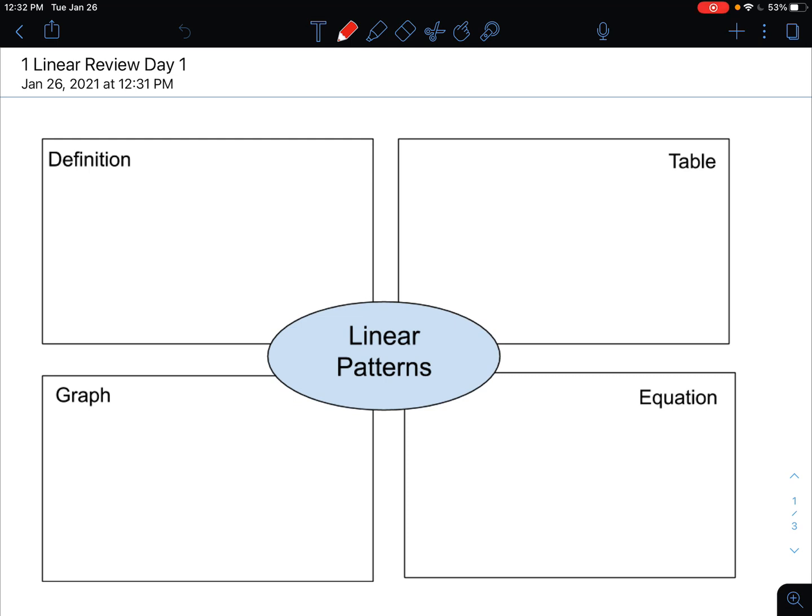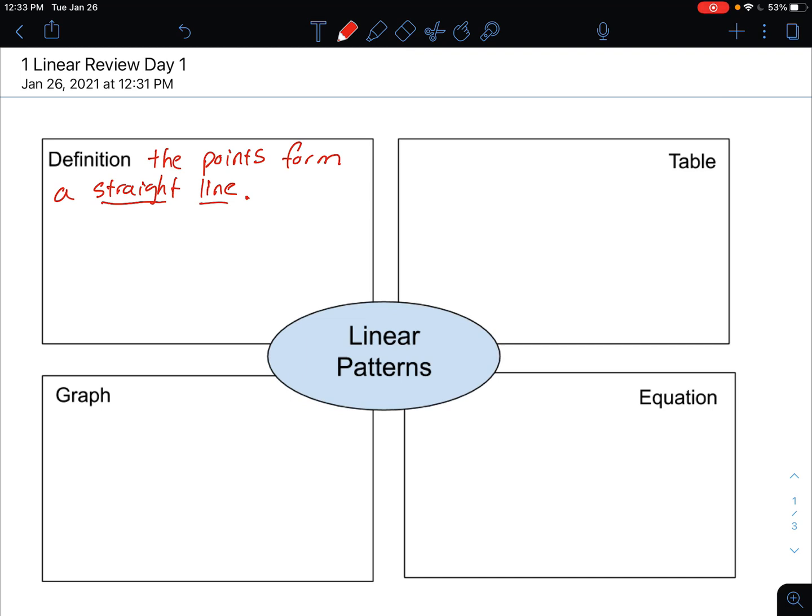So first off, let's think of linear patterns and what is a linear pattern. To be pretty straightforward, a linear pattern really is about the points forming a straight line. So let's say that: the points form a straight line.